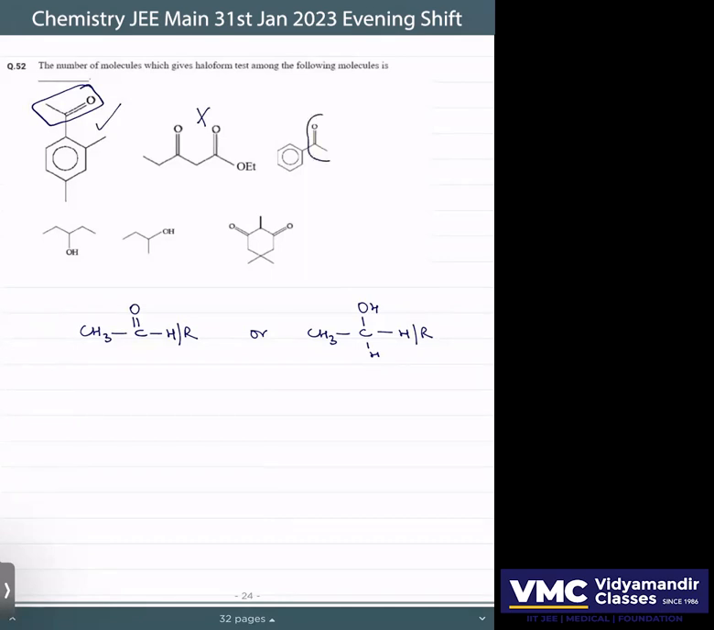Then in third option, I again have methyl ketone. It will show positive haloform test. In fourth option, it will not show positive haloform test. It will show negative haloform test. In fifth option, I have this alcohol. So it will show positive haloform test. And in the next option, it doesn't have a methyl ketone. It will not show positive haloform test. So the number of molecules which give haloform test among the following molecules is 3: 1, 2, and 3. Correct?